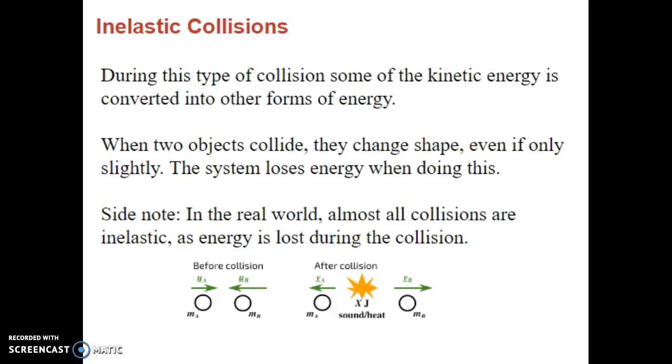So here's the little diagram of what's going on. Here we have two objects colliding. Before the collision, they're moving towards each other. After, in this situation, these objects are moving away from each other. But we have some energy lost here due to sound or heat. Right? I don't know why they use the word X and J during that explosion. I have no idea.